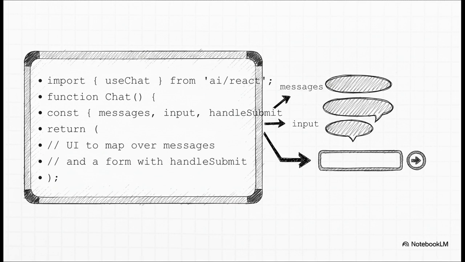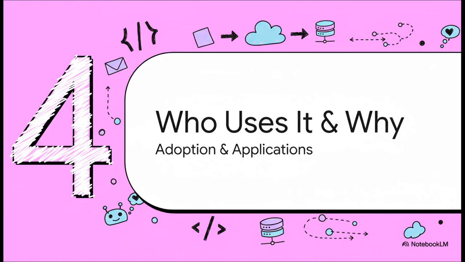Look how simple this is. You just import useChat from the library, you call it, and it gives you back everything you need to build a UI. The messages array, the input value, and a handle submit function for your form. That's it. All the messy stuff, the state management, the streaming, the API calls, it's all handled for you, under the hood. It just feels like using any other React hook you're already familiar with. That kind of simplicity is incredibly powerful, and it's no wonder the SDK is getting adopted so quickly.